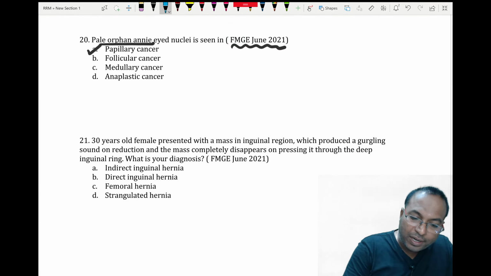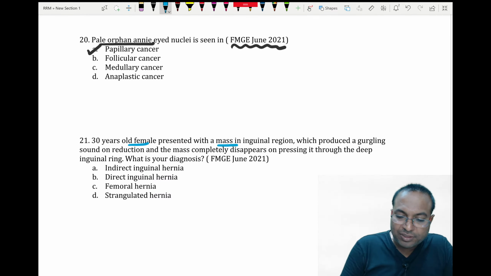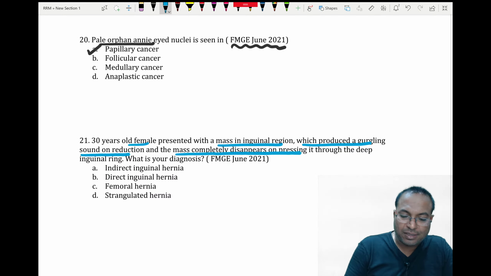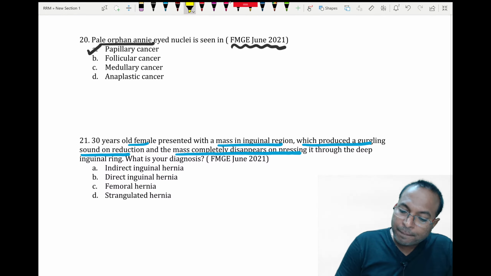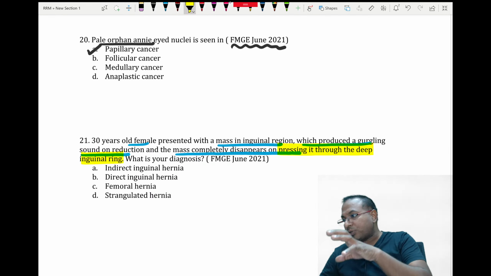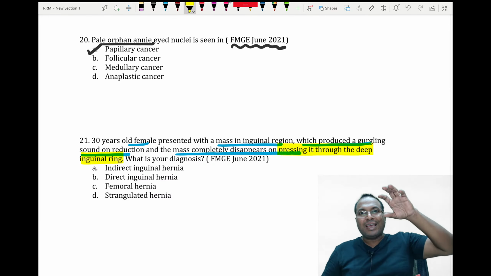A 30-year-old male presented with a mass in the inguinal region which produced a gurgling sound on reduction. The mass completely disappears on pressing. So where is the catch point? On pressing it through the deep inguinal ring. What is the diagnosis? Now the question is asking a very simple anatomy question.